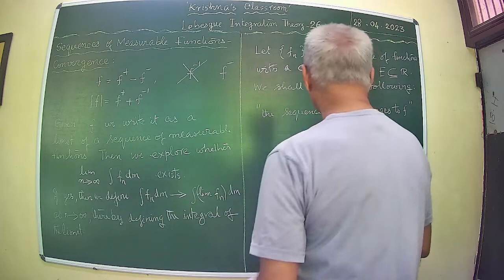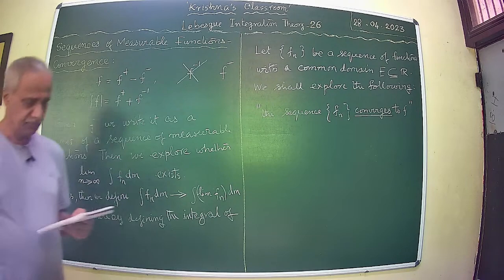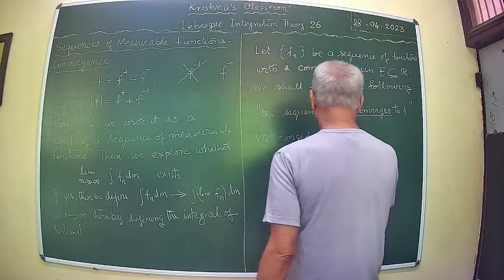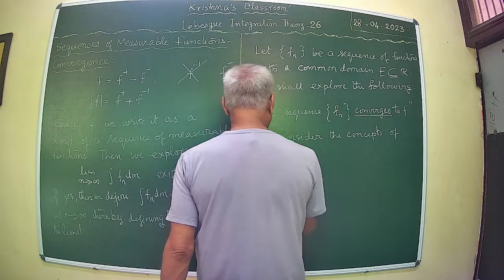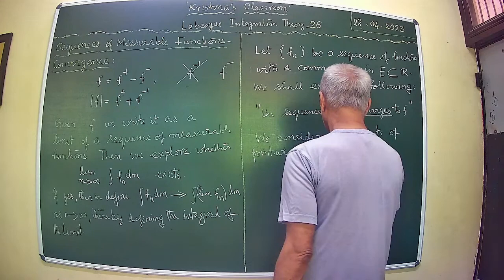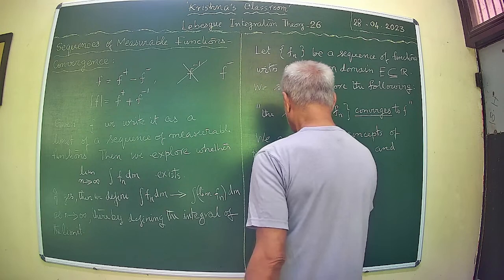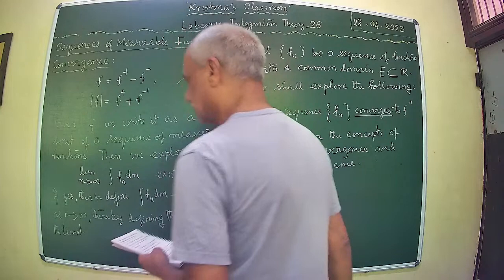Now we consider convergence, different types of convergence that are possible. In fact, we consider the concepts of point-wise convergence and uniform convergence. And we also bring in some measure theoretic ingredients into it, something like point-wise convergence almost everywhere. Okay, so we define that.